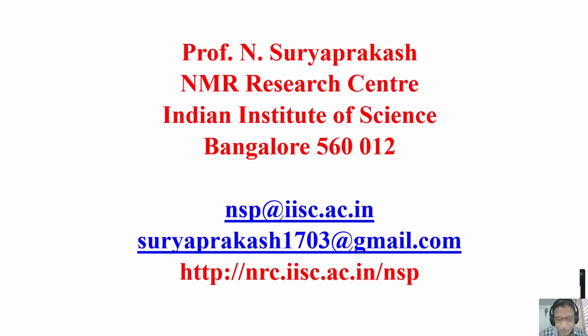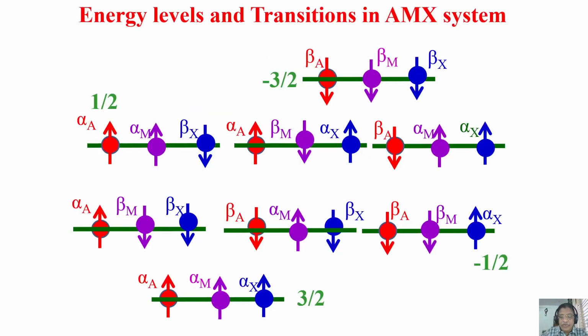Now we went to a 3 spin system, and I showed there are 8 possible energy states and worked out the magnetic quantum number of each energy state. I explained there are 12 possible transitions here, 4 for A, 4 for M and 4 for X. I explained this in this diagram. This is the energy state with the total magnetic quantum number minus 3 by 2, and each of these energy states has total magnetic quantum number of half, and this one has magnetic quantum number minus half.